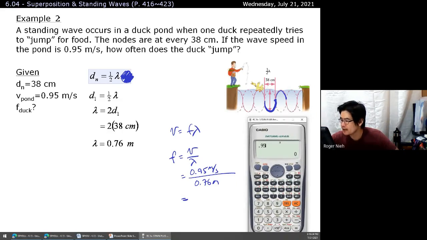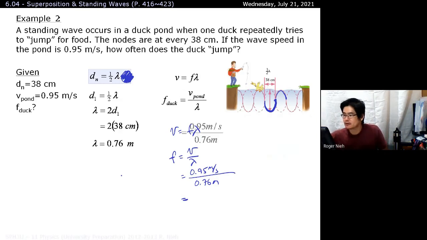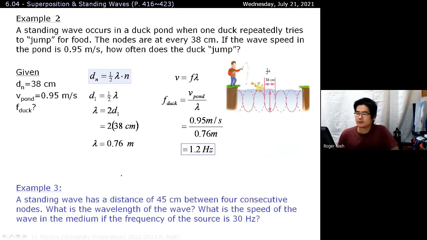So 0.95 divided by 0.76 gives you 1.25. And there you have it. Okay, so the frequency of the duck is 1.25 hertz. If you give me the answer of 1.3, I'm totally fine with it. Technically speaking, it should be 1.2 because of the rounding rule, but we'll skip out on that for this course. Okay, so whether you give me 1.2 or 1.3 on a test, I'll accept both of them as correct.